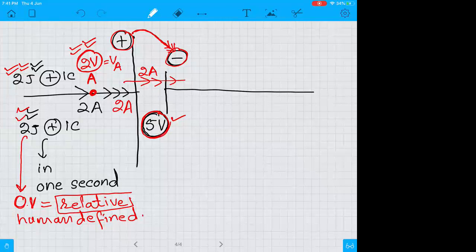So the possession is not important. The initial amount that a charge has is not important. It depends on the reference. If you change the reference, the initial volts are changed. So just ignore that. The basic point is at point A, we have 2 volt.